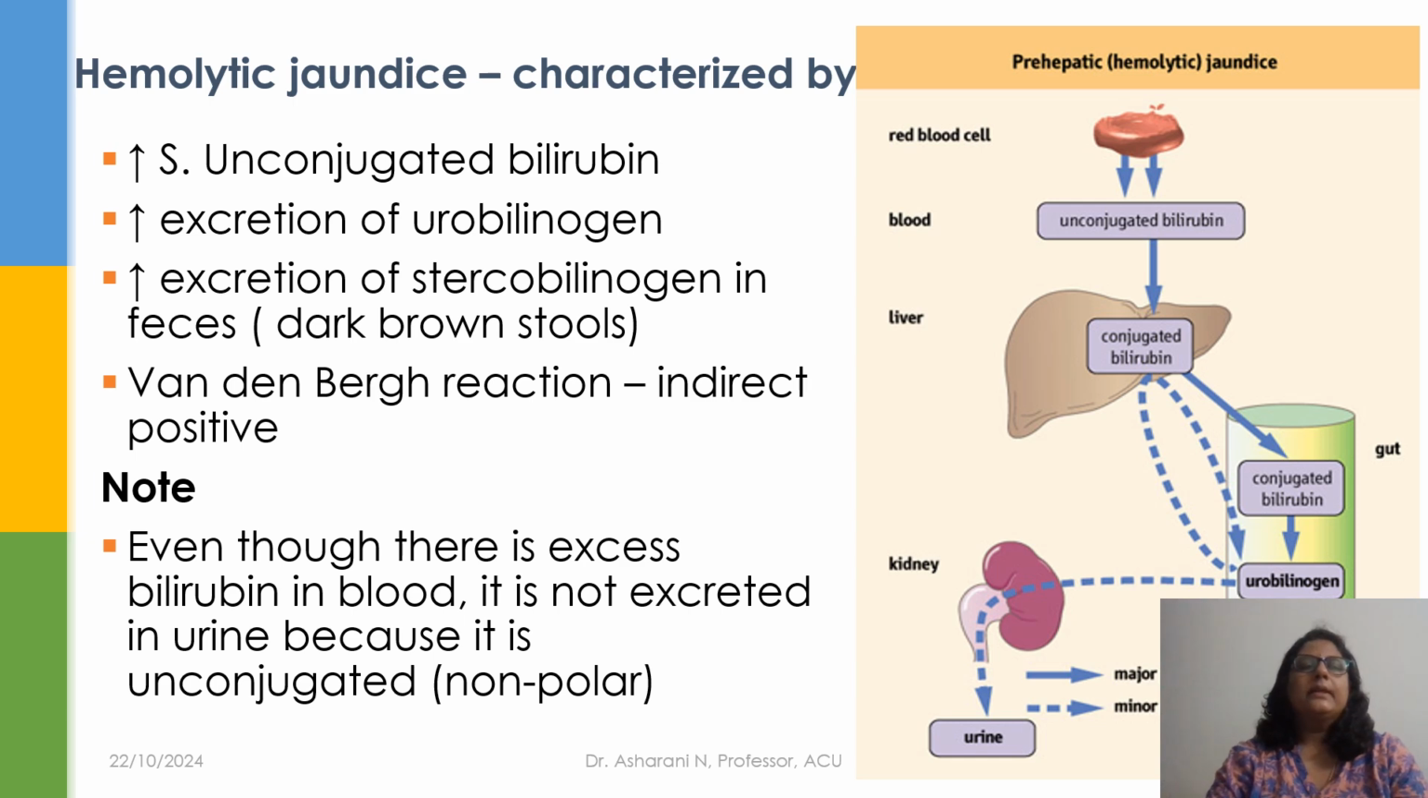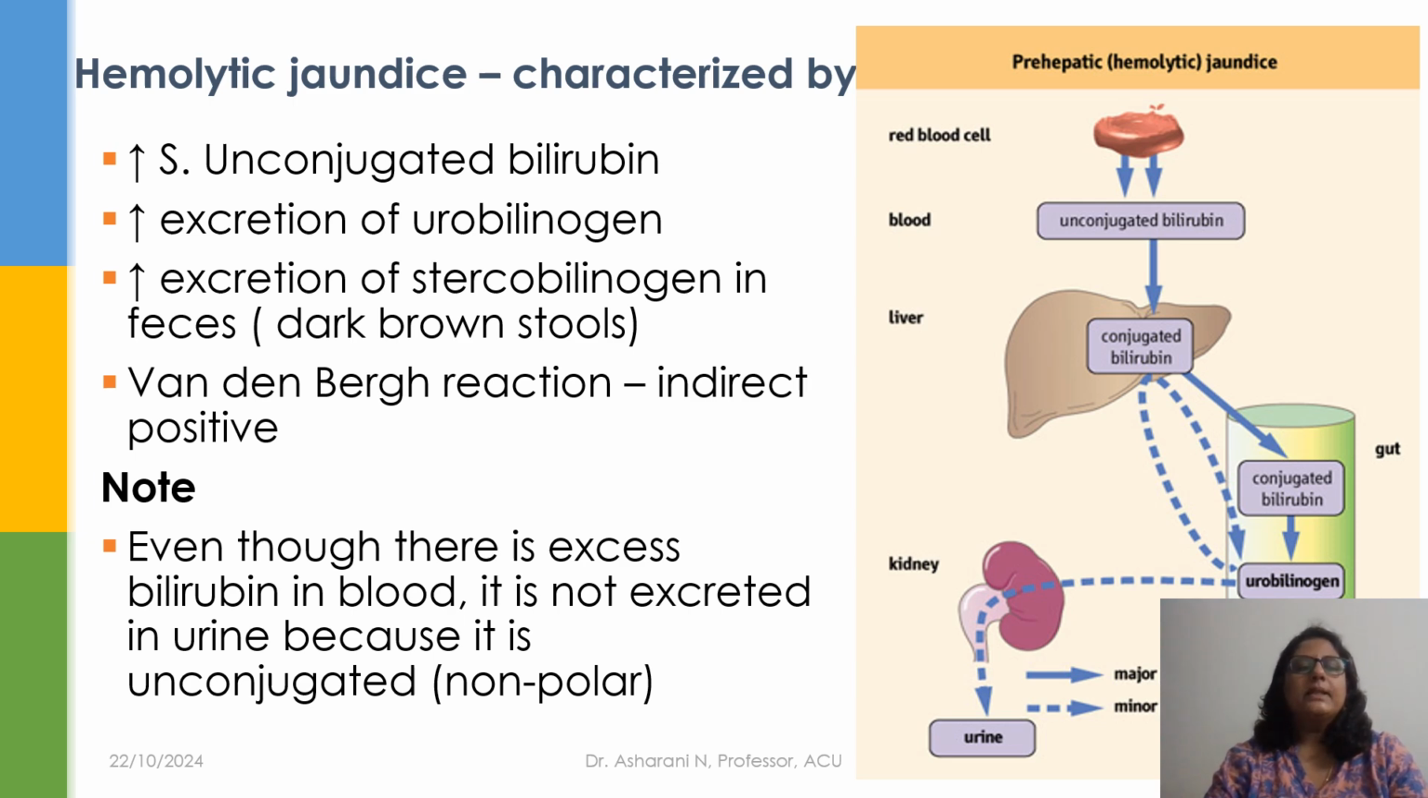As there is increased hemolysis, there is increased unconjugated bilirubin, which will come to the liver, where there is increased conjugation, and the conjugated bilirubin is secreted into the intestine, where it undergoes deconjugation and forms urobilinogen and stercobilinogen. As there is increased excretion of stercobilinogen, there will be dark colored stools. And when we perform Van den Bergh's test, as there is increased unconjugated bilirubin, indirect positive will come.